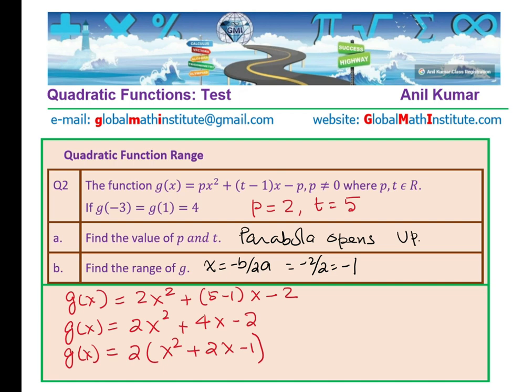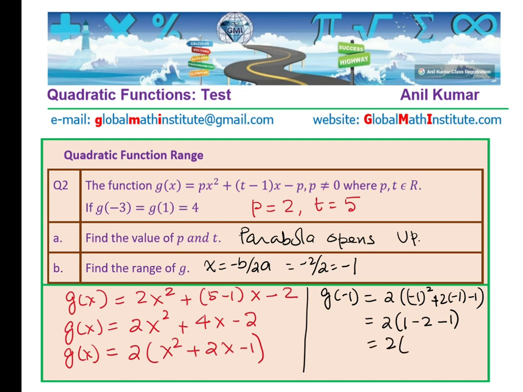So that's one way of doing it. The other way, of course, is completing the squares, right? Let's substitute minus 1 first and get the value. We'll do completing the squares on a new page, okay? So when I substitute minus 1, I get 2 times minus 1 squared, which is 1 itself, plus 2 times minus 1, minus 1, correct? So that gives me 2 times 1 minus 2 minus 1, right? That is 2 times minus 2, or minus 4.